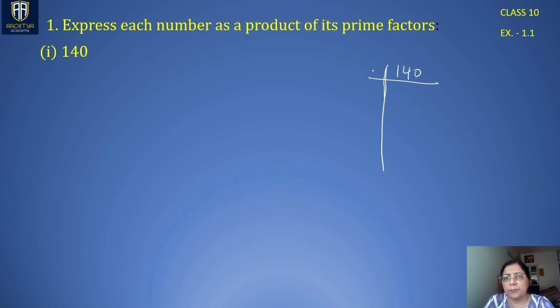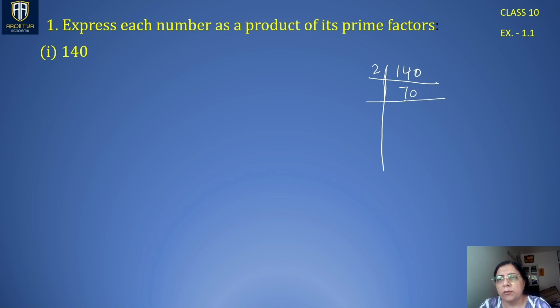This is 140. See, we have already discussed all the divisibility tests of prime numbers. So starting from the very smallest prime number, 2 is the smallest even prime number. And the divisibility test says that if a number is having its unit digit as 0, 2, 4, 6, 8, those numbers are divisible by 2. So we can see that 140 is divisible by 2. So we get 70 by dividing 140 by 2.